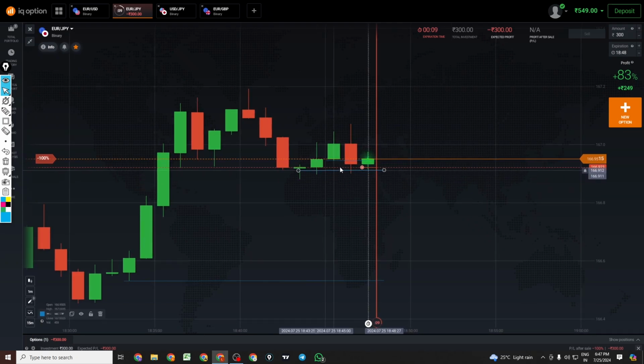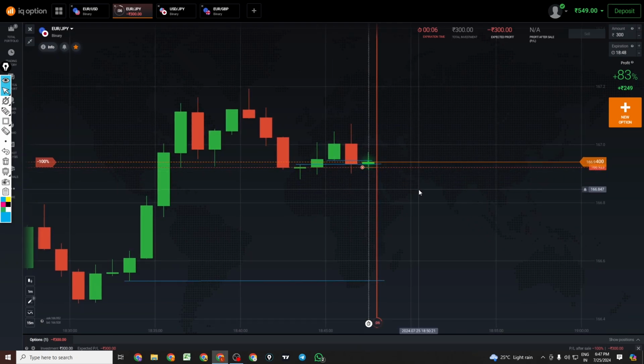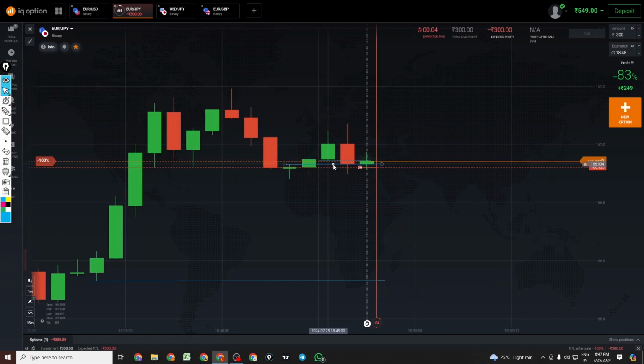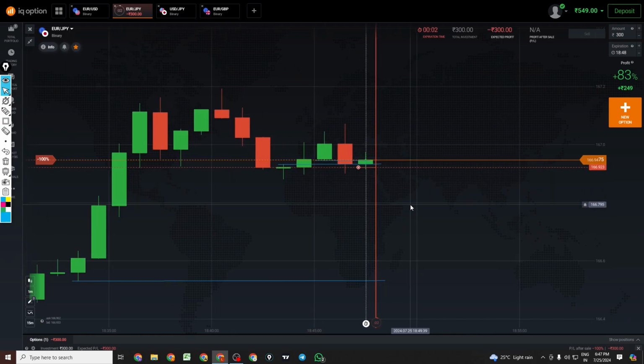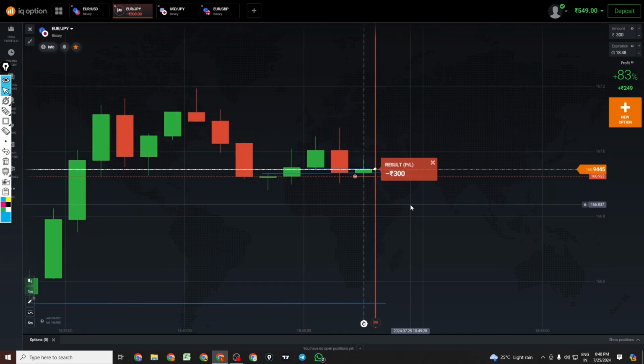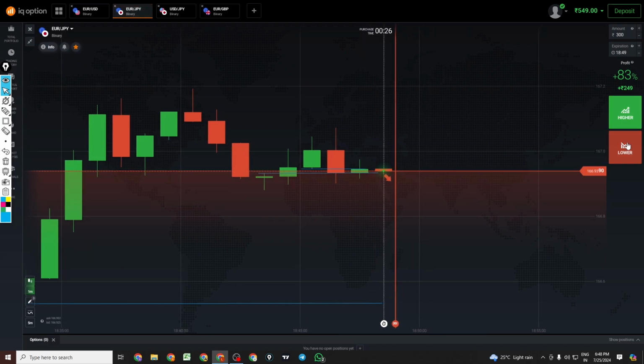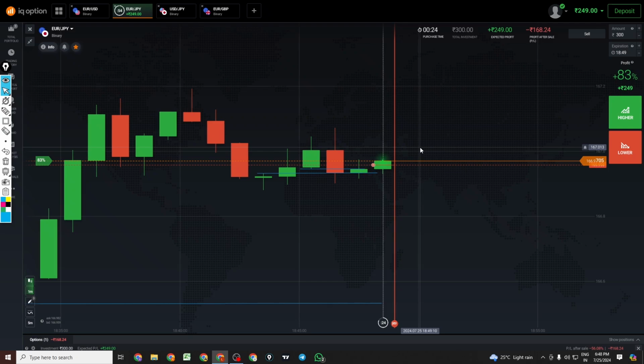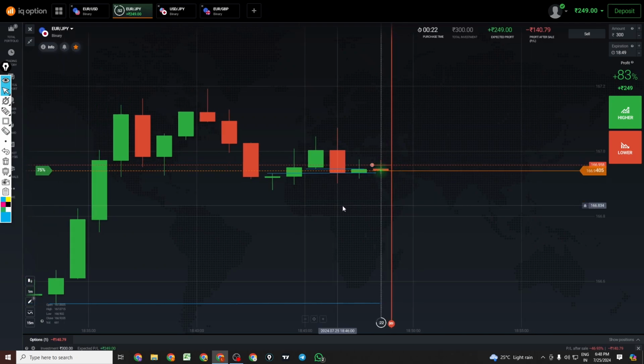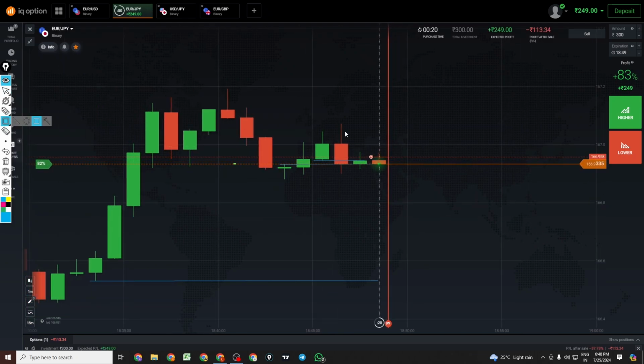But I didn't see that it was exactly close to the fair value gap still. Let's wait for 4 seconds. What happened here? Okay, it was a loss. So I will go for the sell side again. Simple, no issues, because it was an indication of trap trading.